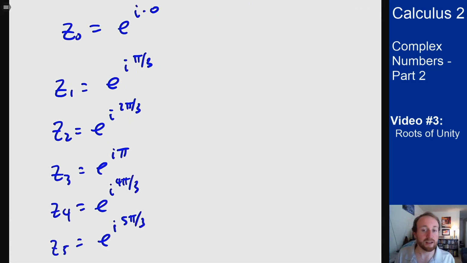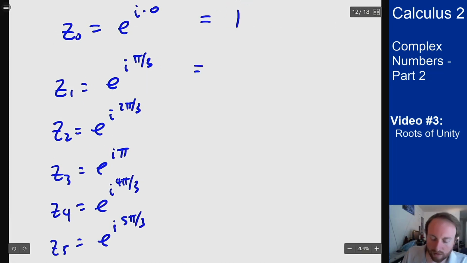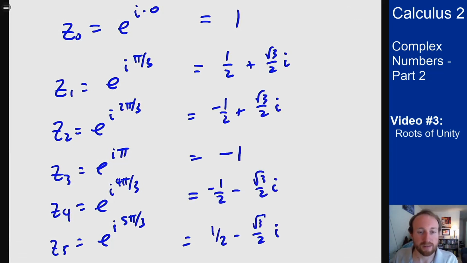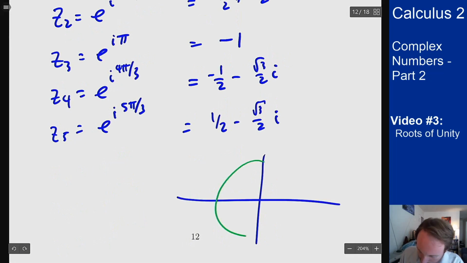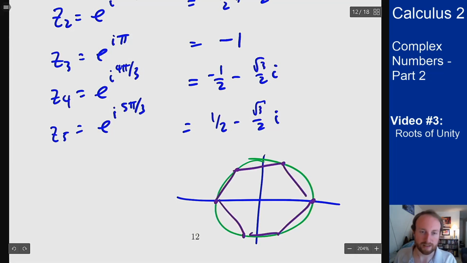And then we can use sine and cosine values to convert these into rectangular coordinates. This one is 1. Cosine of pi over 3 is a half. And sine of pi over 3 is root 3 over 2. And this pattern keeps going. There are the numbers that I get. And if we were to draw this out, this picture here also makes sense, because I should get, on my unit circle, 1, 2, 3, 4, 5, and 6, a regular hexagon from that shape.